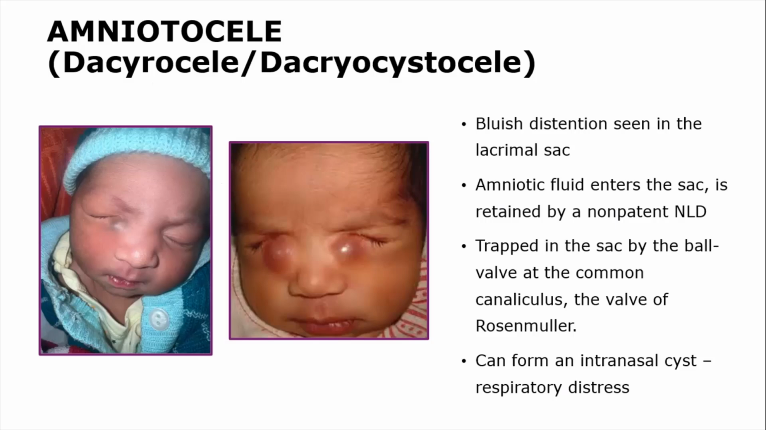So this is seen right from birth when the child is born, because actually it is the amniotic fluid which enters the sac and it gets retained by a non-patent nasolacrimal duct. And this gets trapped in the sac because of a ball valve mechanism which occurs at the common canaliculus, where there is a valve of Rosenmuller. So the fluid can neither come out from the canalicular end nor drain into the nose via the NLD, and it just accumulates and enlarges like this.